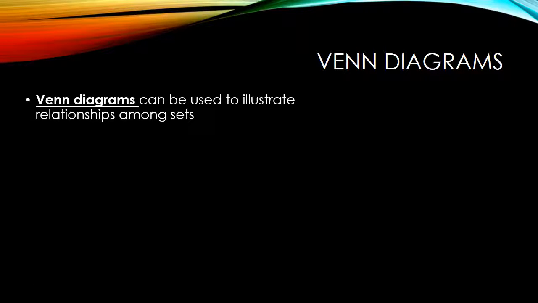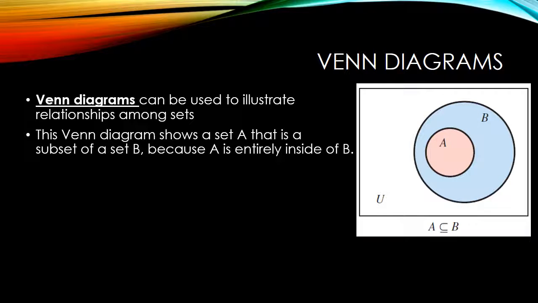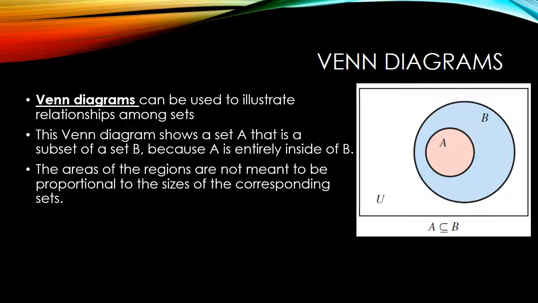All right, let's talk Venn diagrams for a minute. Venn diagrams can be used to illustrate relationships among sets. This is an example of a Venn diagram. It shows a set A that is a subset of B. I know it's a subset because A is contained entirely inside of B. The areas of the regions are not meant to be proportional to the size of the corresponding sets. So if you think it looks like A is about half the size of B, that doesn't mean it contains half of the elements. They're not meant to indicate proportion.